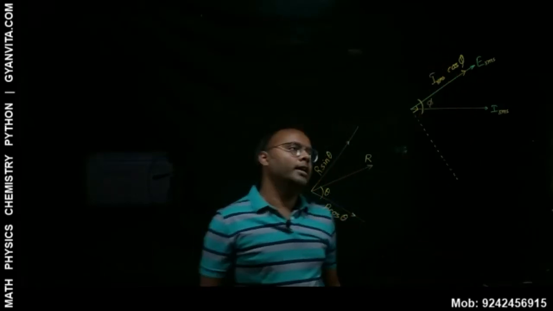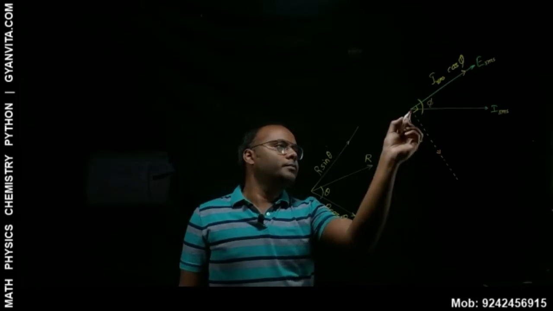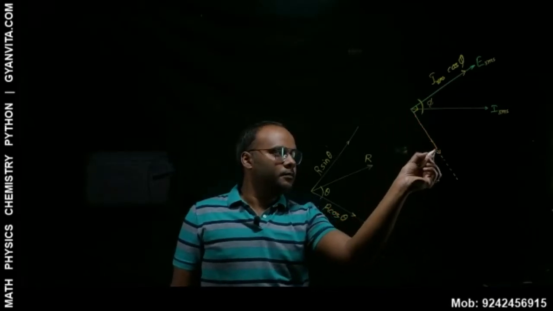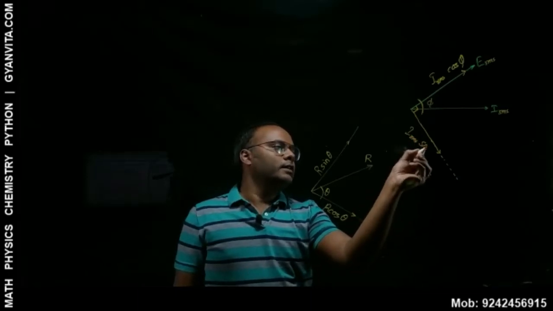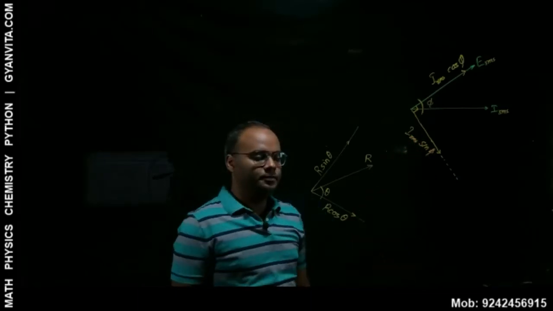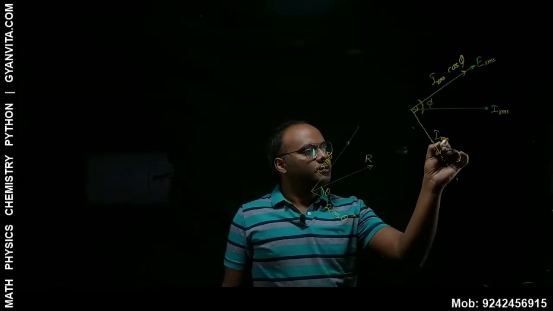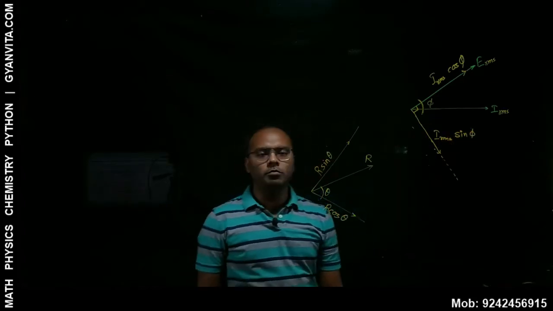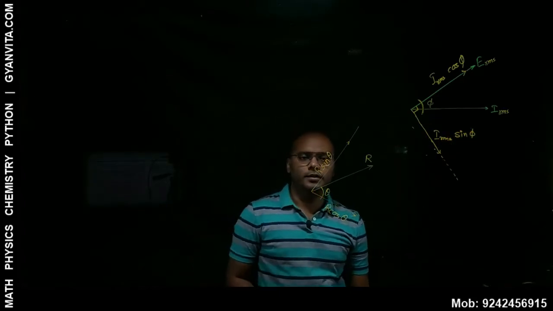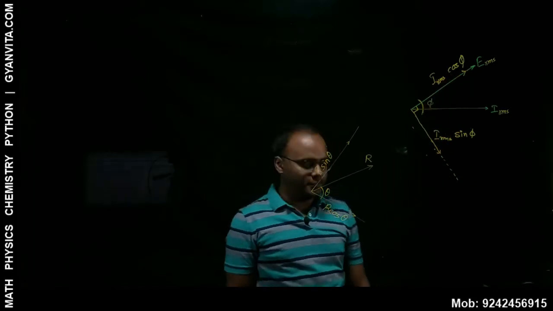So this is IRMS cos phi. Another component here will be IRMS sin phi, right? So this component is IRMS sin phi. These are the two components of current, one along ERMS and one perpendicular to ERMS.